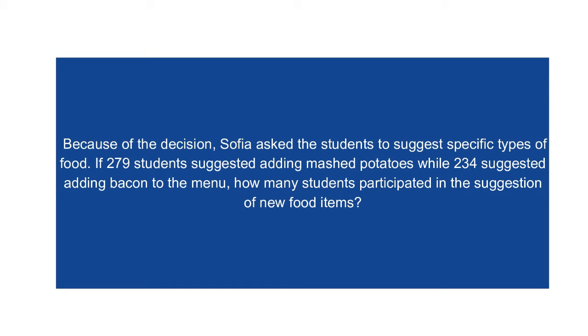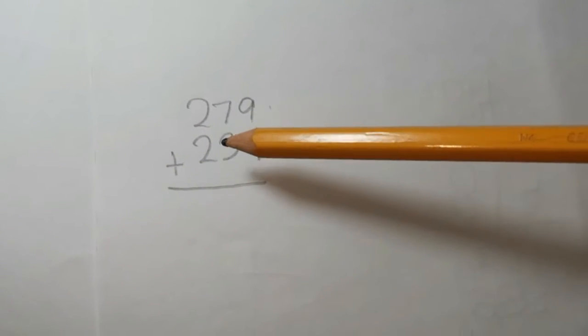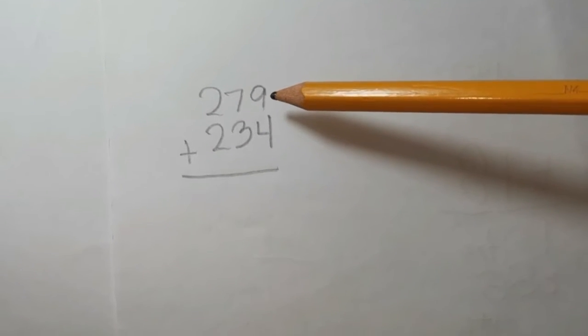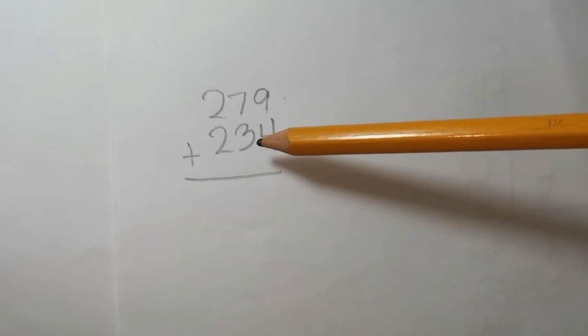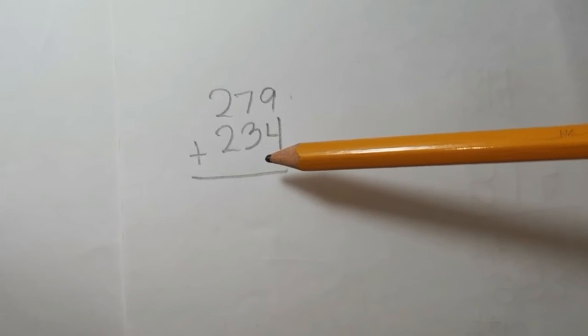Because of the decision, Sophia asked the students to suggest specific types of food. If 279 students suggested adding mashed potatoes, while 234 suggested adding bacon to the menu, how many students participated in the suggestions of new food items? So the digits are 279 plus 234. The 279 is the students who suggested adding mashed potatoes, while the 234 is the students who suggested adding bacon to the menu. So the question is how many students participated in the suggestions?